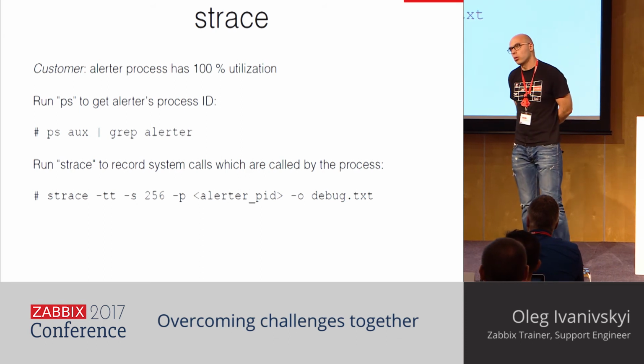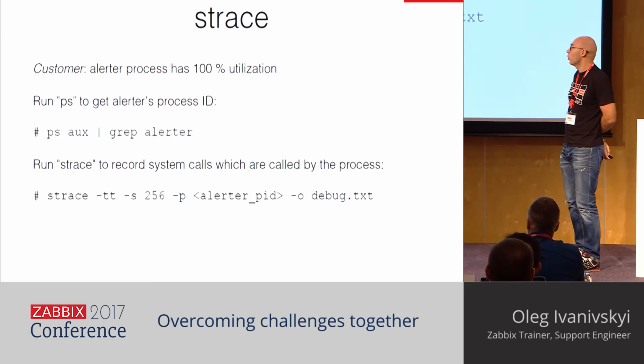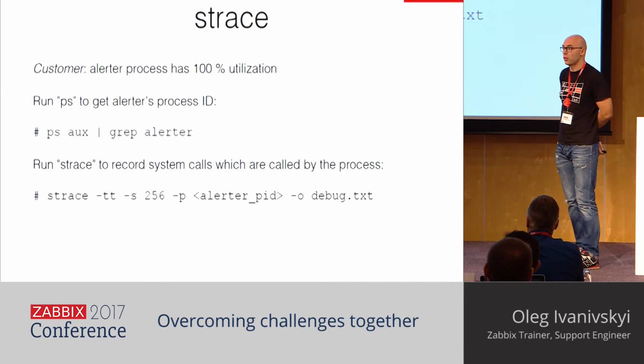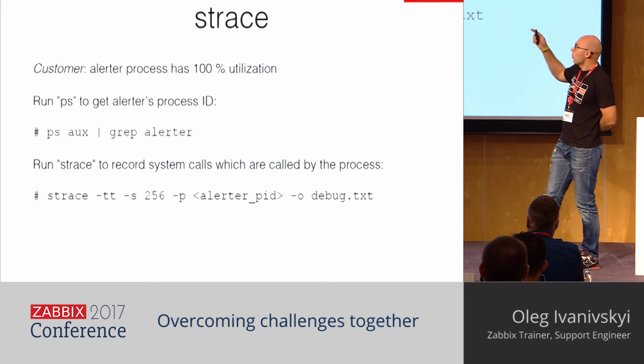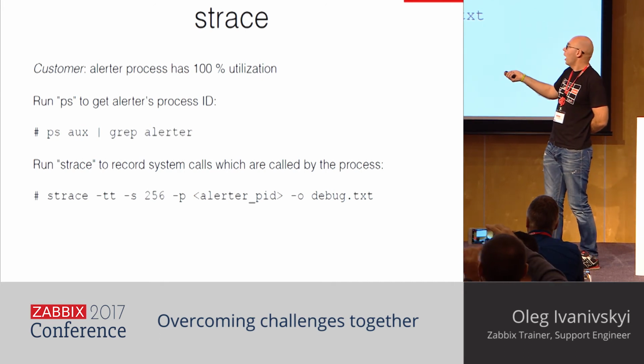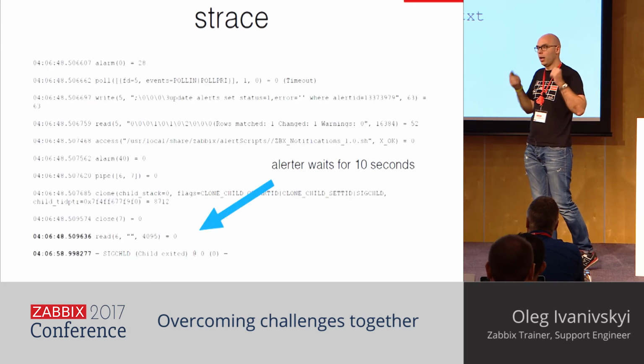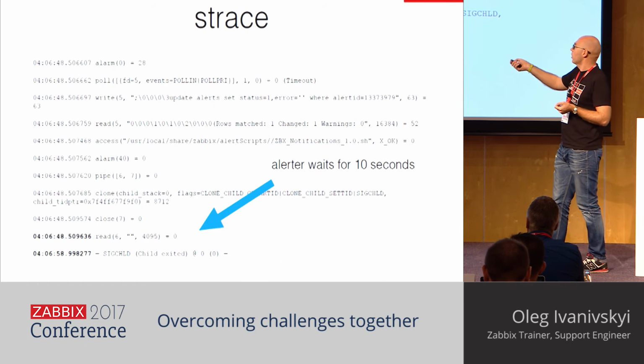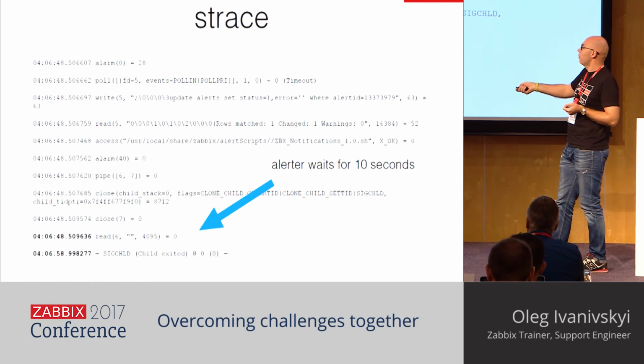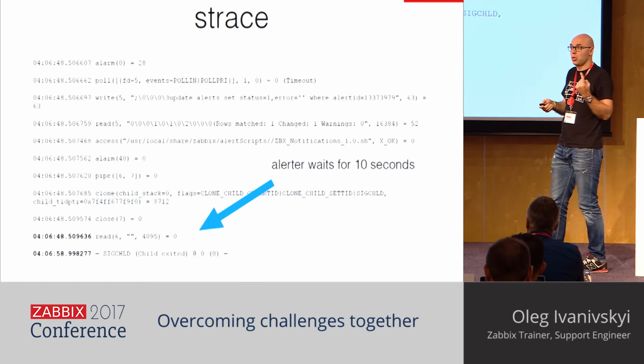That's the magic Linux tool, and I like strace because it's a simple way to troubleshoot even complicated issues. Same task, same problem, but I will get the alert ID and use such a command to connect to the process and grab the debug. I check such debug and I can see the same picture: 10 seconds to send one notification. The reason is the slow script. So just fix the script and you'll be able to continue.